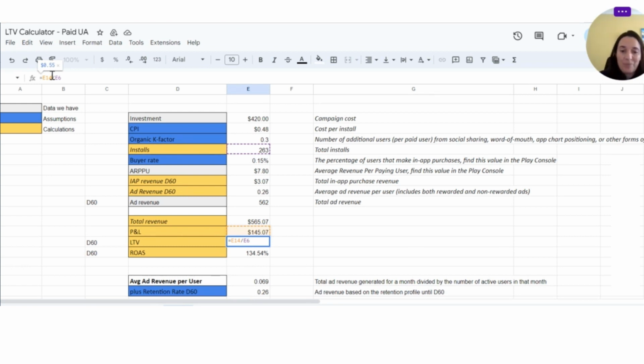In the same way, we can calculate ROAS, which would be the percentage metric, by adding our P&L plus investment and dividing it by our initial investment. That's how we generate our percentage allocation of ROAS at day 60.